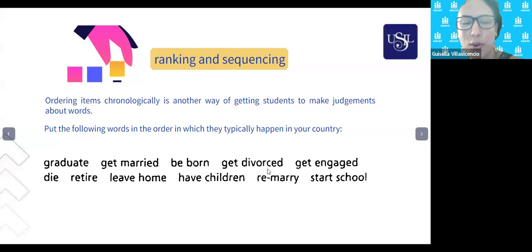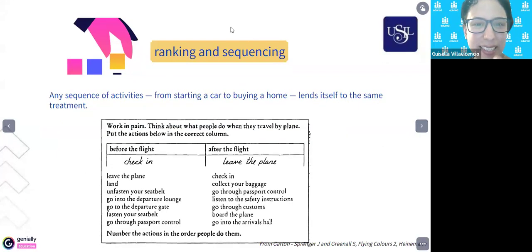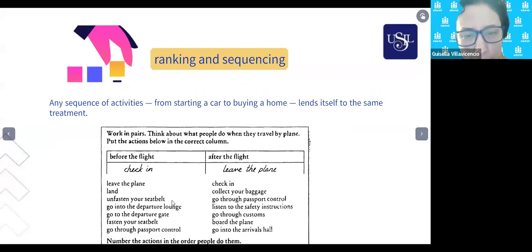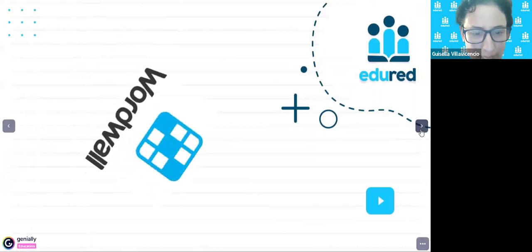So they're going to talk, they're going to produce, right? They're going to produce. Leave home, get engaged. Okay. And after get engaged, get married maybe, right? And so on. All right, guys. This is another example, okay, of other ranking and sequencing activities. And then have children and then get divorced.